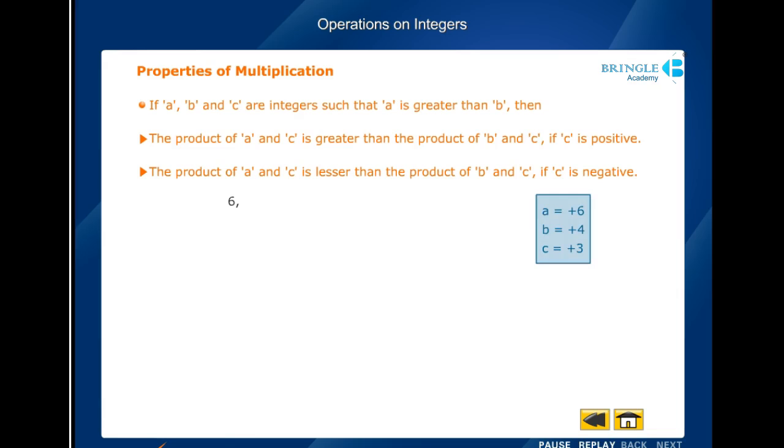Consider integers 6, 4 and 3. 6 is greater than 4. The product of 6 and 3 is 18. The product of 4 and 3 is 12. 18 is greater than 12.